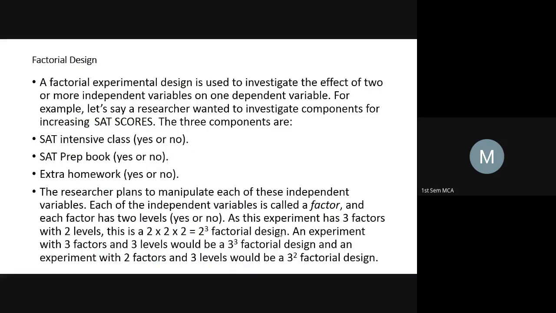Okay, next is factorial design. The factorial design is used to investigate the effect of 2 or more independent variables on one dependent variable. Say, for example, I want to buy a mobile. Buying a mobile is my dependent variable, and there are 2 independent variables: one is price and the other is the warranty.